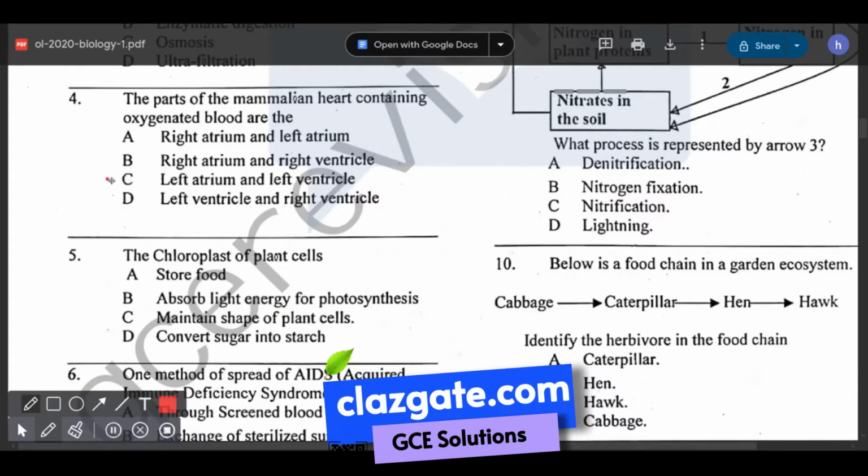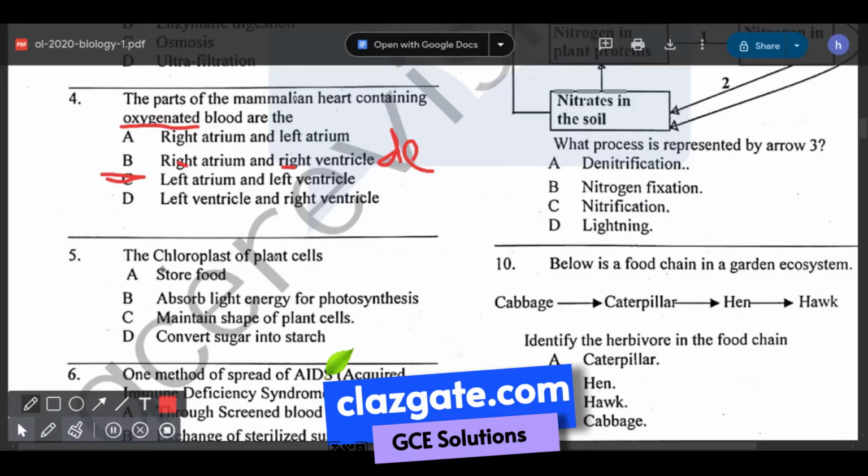So from here we know that the left atrium and left ventricle deal with oxygenated blood. And then the right atrium and right ventricle deal with deoxygenated blood. So the left is oxygenated and the right atrium and ventricle are deoxygenated.